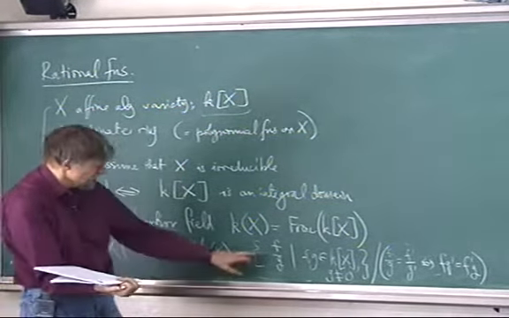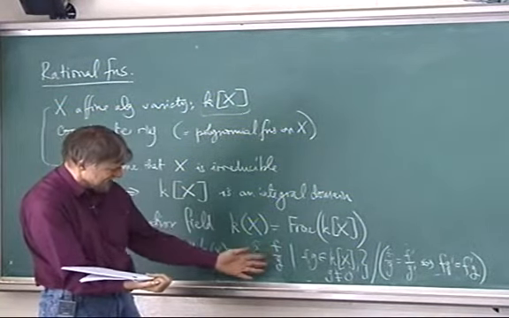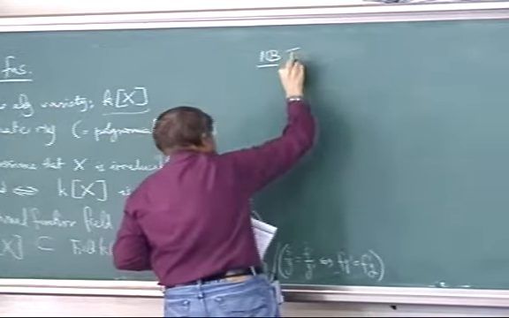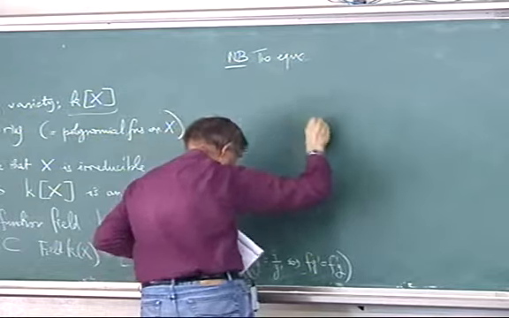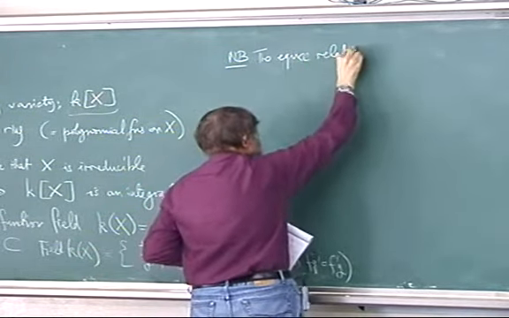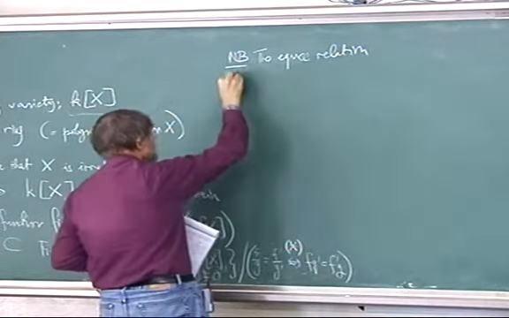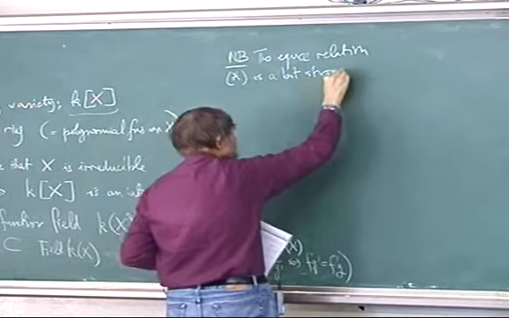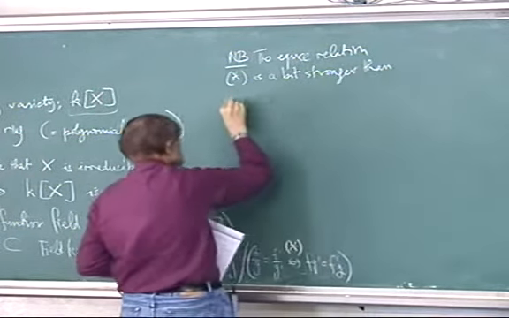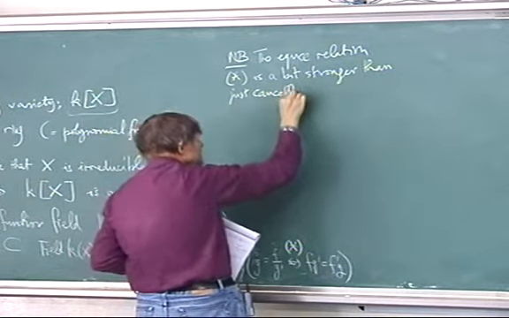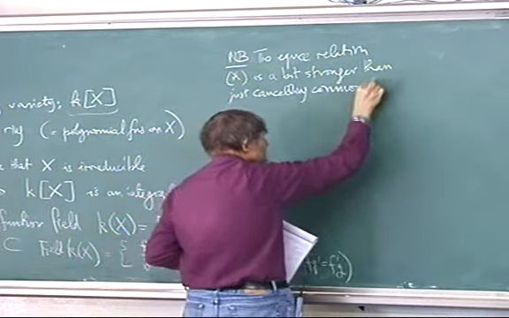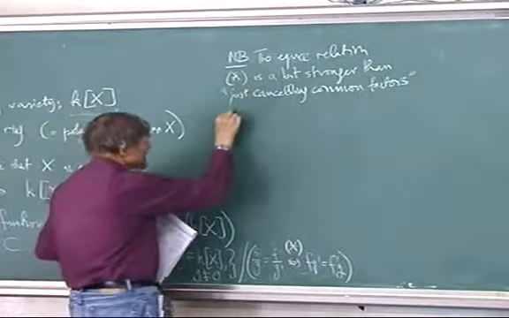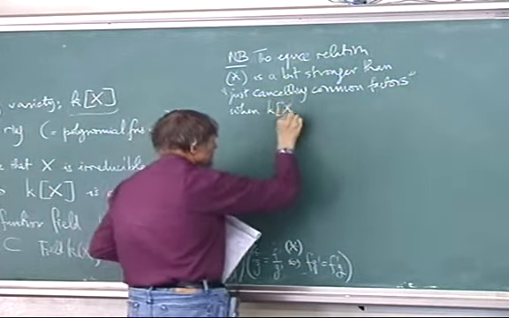When you do this with integers, you say, well, if f and g have a common factor, I can cancel it. However, you have to be a little bit careful, because note that this equivalence relation, this star, is a bit stronger than just cancelling common factors when K of X is not a UFD.